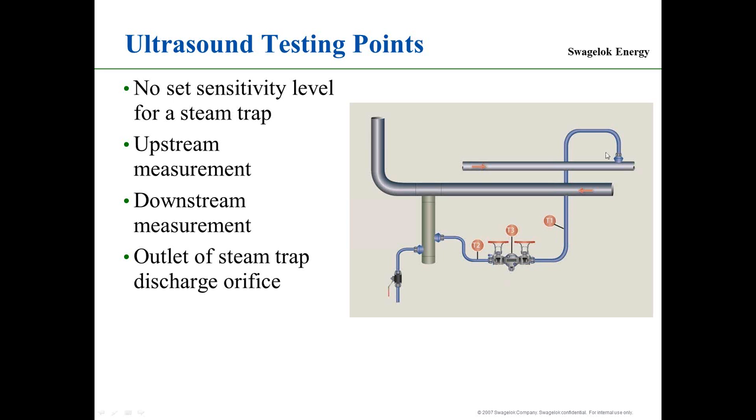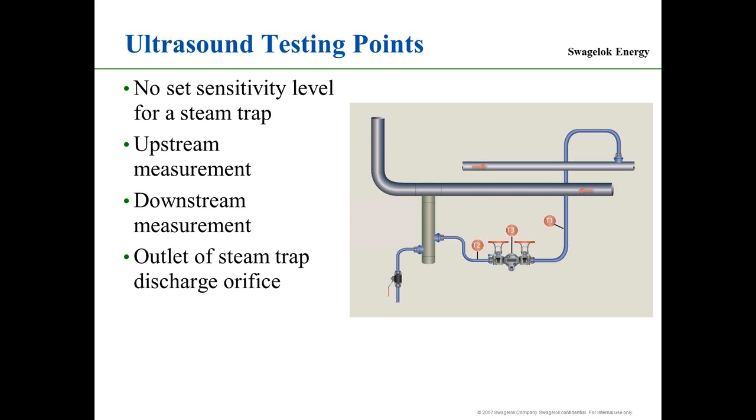On T1, I want to make sure I don't have any competing ultrasound coming into the steam trap. So what I'm doing is setting my baseline to test this steam trap station. I go upstream and desensitize so my meter's low on scale. Then I go downstream to make sure there is no competing ultrasound downstream. And then I will go and test right at the steam trap. And that is my final test point.